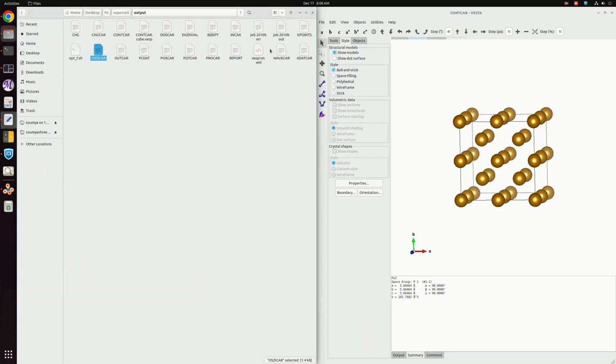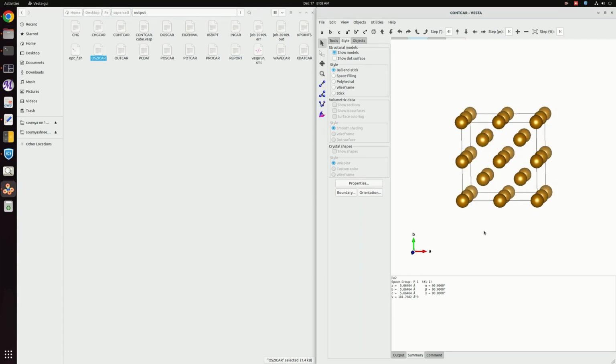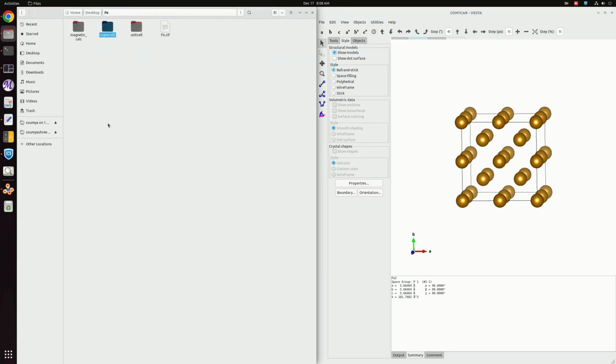After optimizing this supercell, I went forward with the calculation of the AFM energy and the ferromagnetic energy. Here I did the magnetic calculations, one for AFM and one for FM.